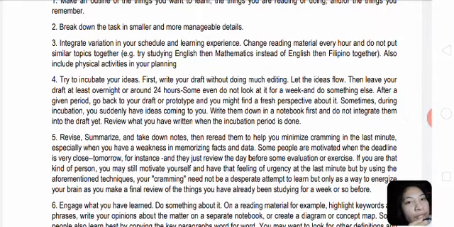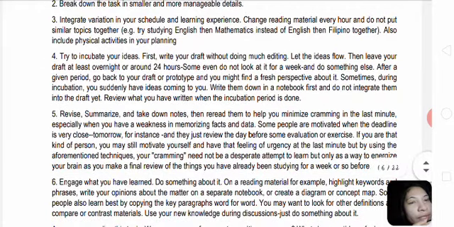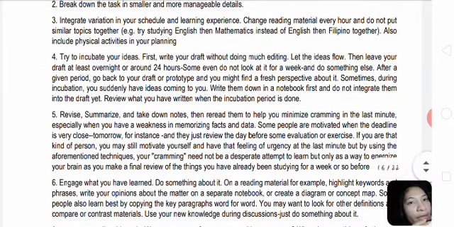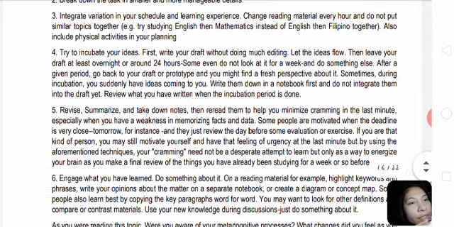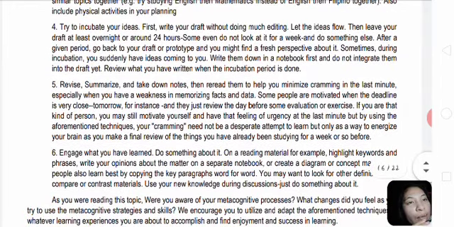Sometimes during incubation, you suddenly have ideas coming to you. Write them down in a notebook first and do not integrate them into the draft yet. Review what you have written when the incubation period is done. 5. Revise, summarize, and take down notes.